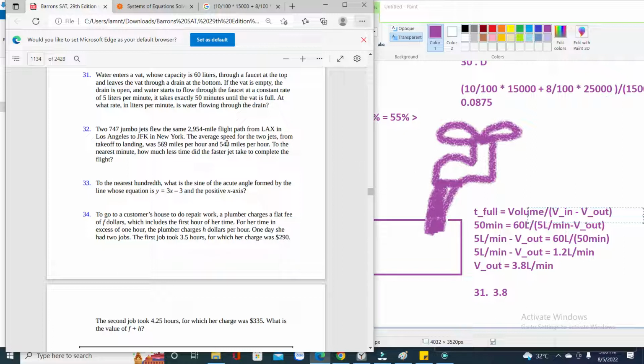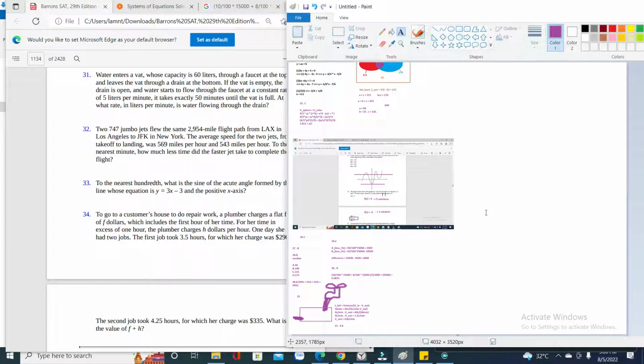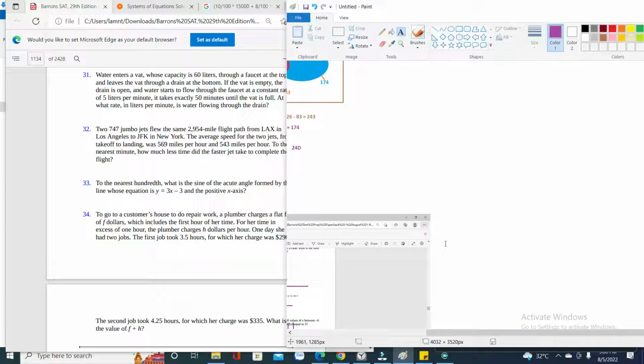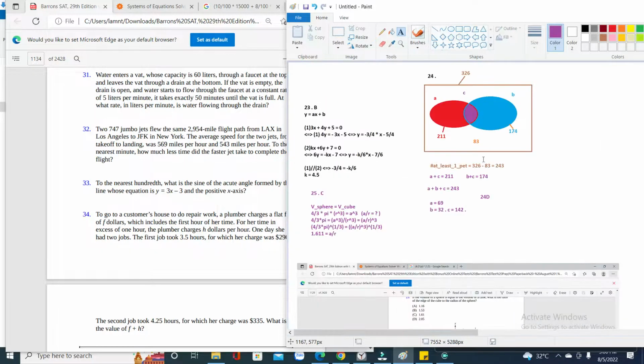So number 32, first of all we have to calculate the time in hours, and then we can calculate the time in minutes.